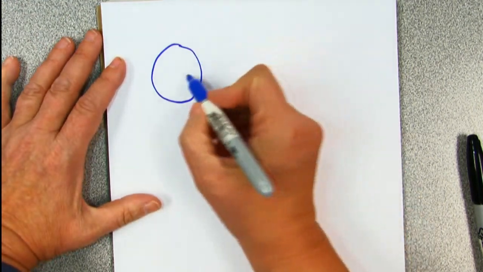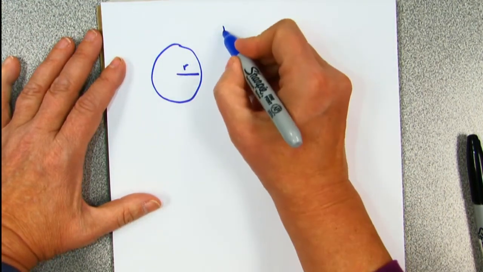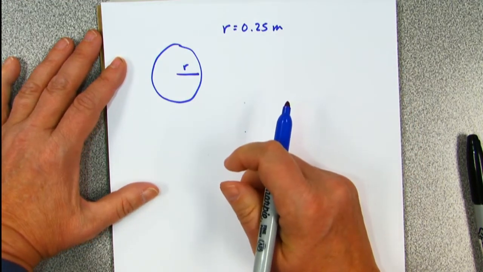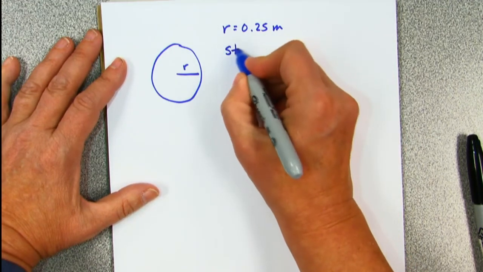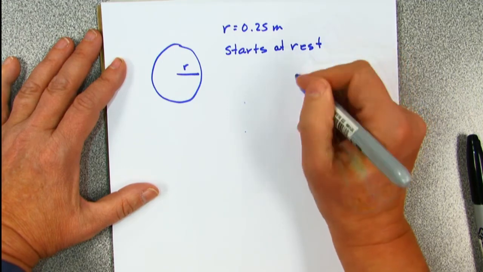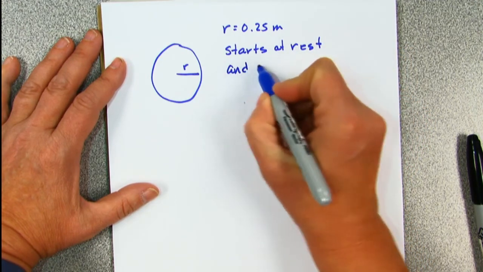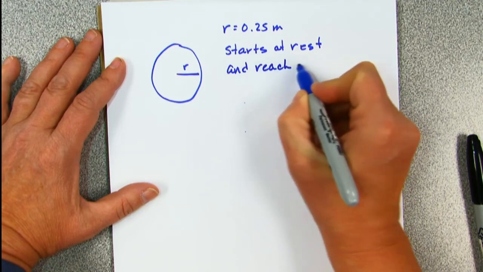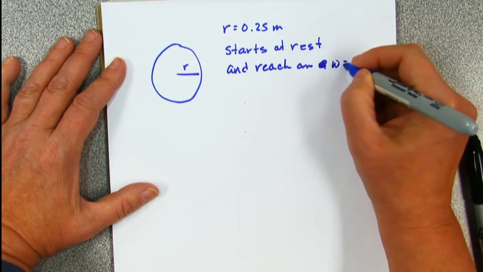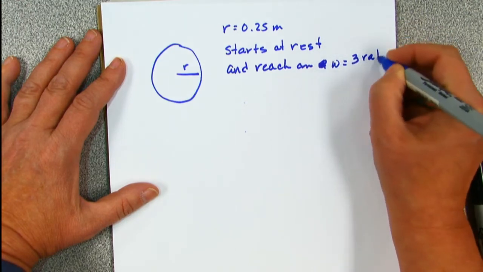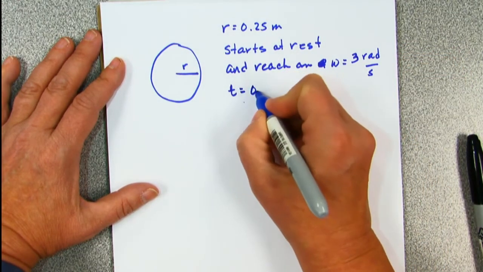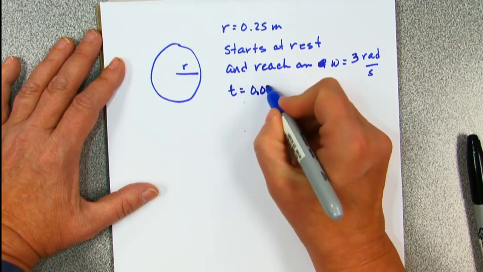a disc. It's got a radius, and the radius is gonna be 0.25 meters. It's starting at rest. And it's gonna reach an angular velocity of 3 radians per second. And it's gonna do that, and the time is gonna be 0.03 seconds.